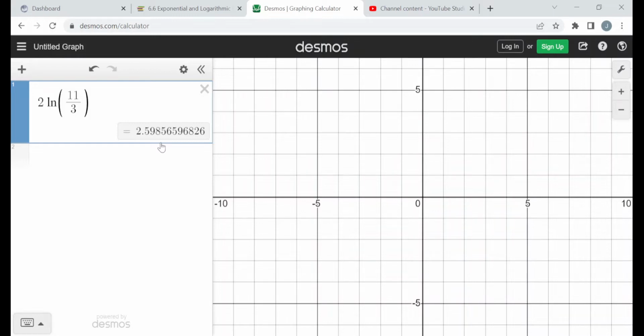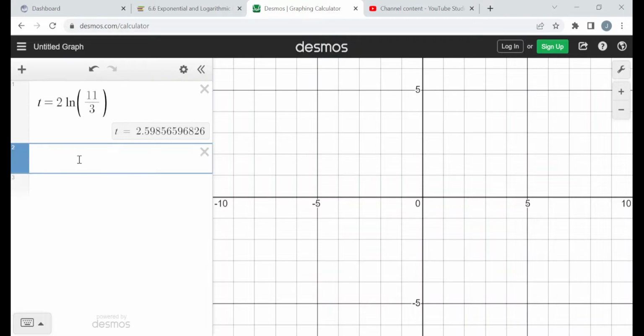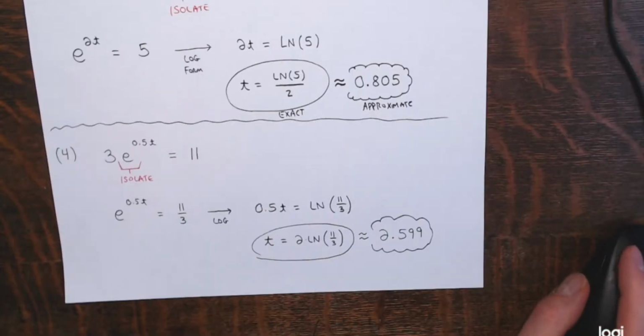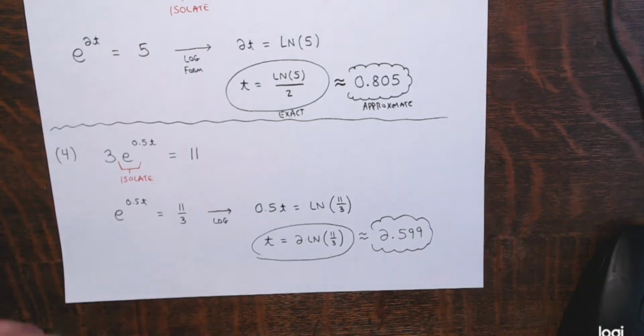2.599, if I'm rounding to the nearest thousandth. Okay, and if you want to call this t, then we can check 3 times e raised to the 0.5t equals 11, which is what the equation was. So that definitely is the valid solution. That's how you can check on your calculator if you have a proper solution or not. Yeah, so check on that.